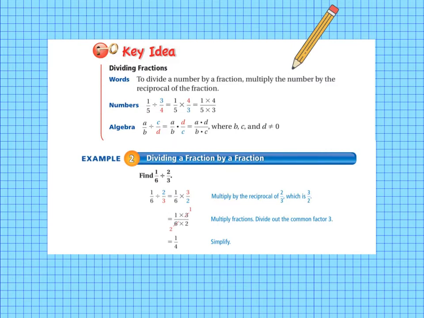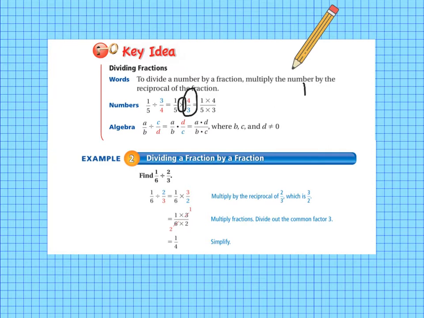Now let's look at our key idea. Remember, when you see the yellow pencil, it means you've got to write this down. Dividing fractions: to divide a number by a fraction, multiply the number by the reciprocal of the fraction. So that means you're always taking the reciprocal, or flipping the fraction that is on the right. So 1/5 divided by 3/4 equals 1/5 times 4/3. They took the reciprocal of the fraction on the right.